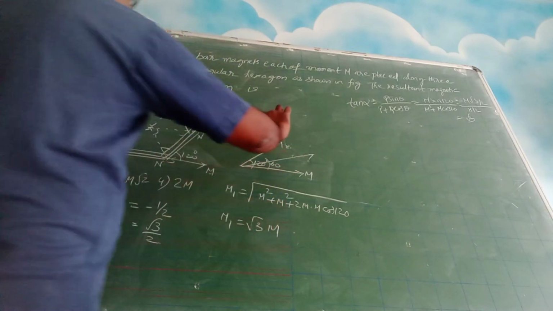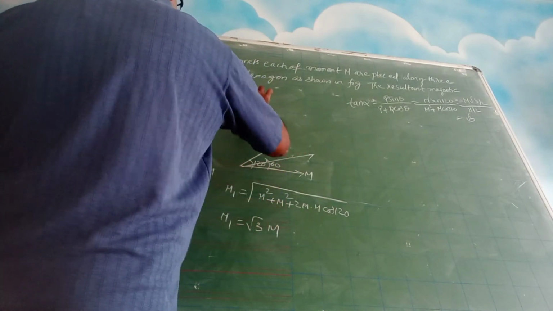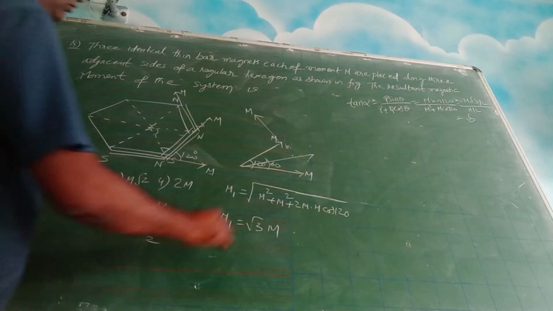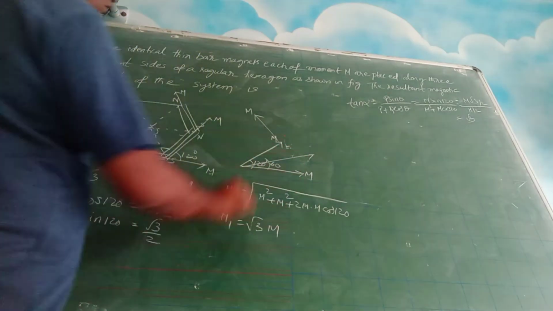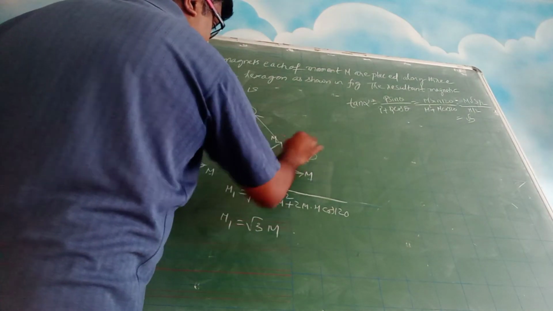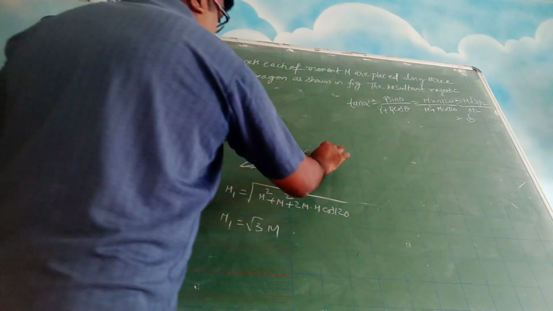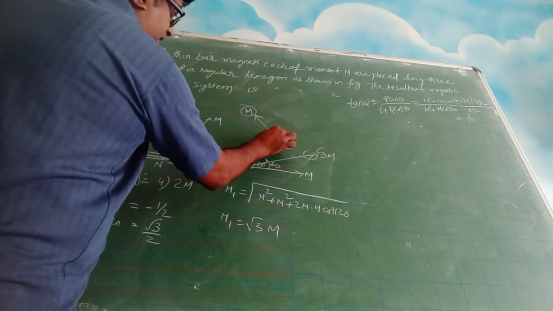Right? Then you have another magnetic moment like this. Now you have to find the resultant of this and this. So what is the value we got? We got the value as root 3 M. So we have to find the angle between these two.